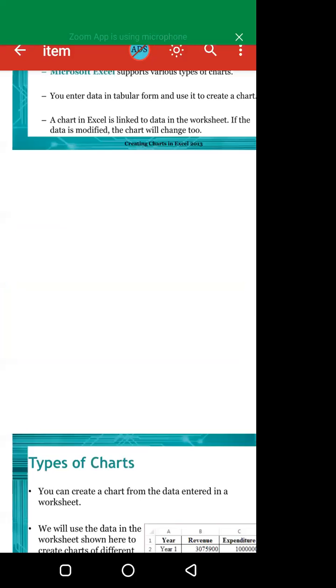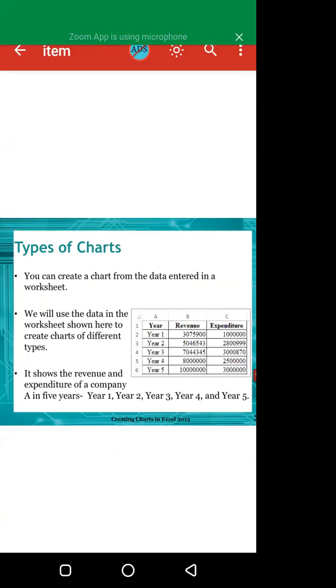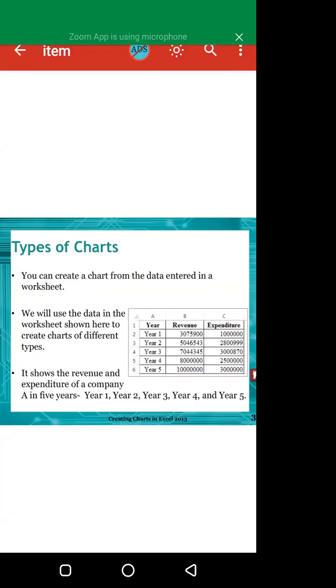When you draw a table in Excel, this is the example. Now read the example. A table in tabular form has been given, and by selecting this table, you can create any of the charts by going to the Insert Chart menu. Now read again the second slide.